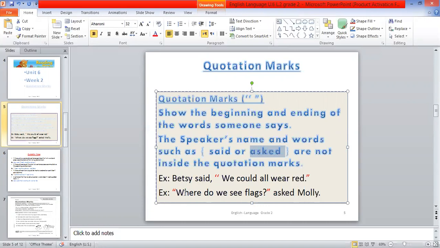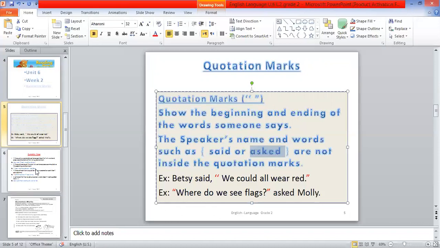The second example, where do we see flags? And we have here a question mark. Okay, it's a question. So this is the beginning of the quotation here. We are going to put the quotation marks before the word asked, and we finish here, we close the sentence with the quotation mark. I want you to notice we put a comma here because the sentence didn't finish yet. But this one has a question. So we are going to complete it with asked Molly. Who asked this question? Asked Molly. We didn't put a comma here.